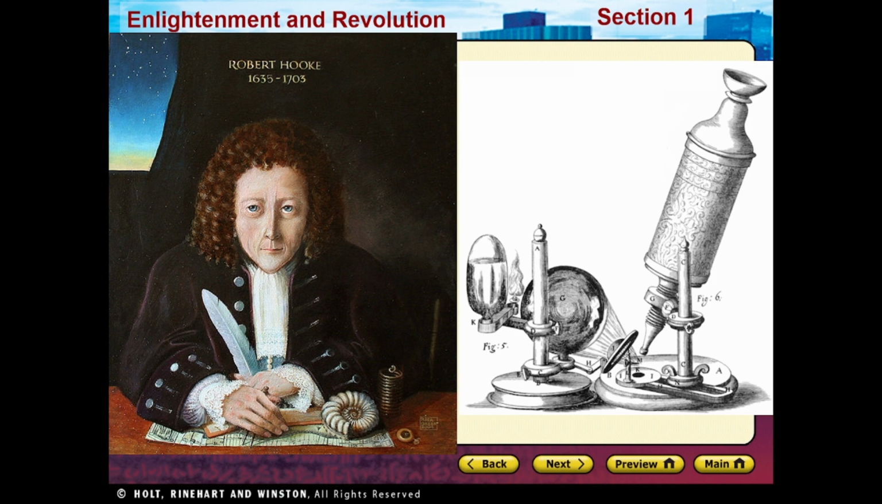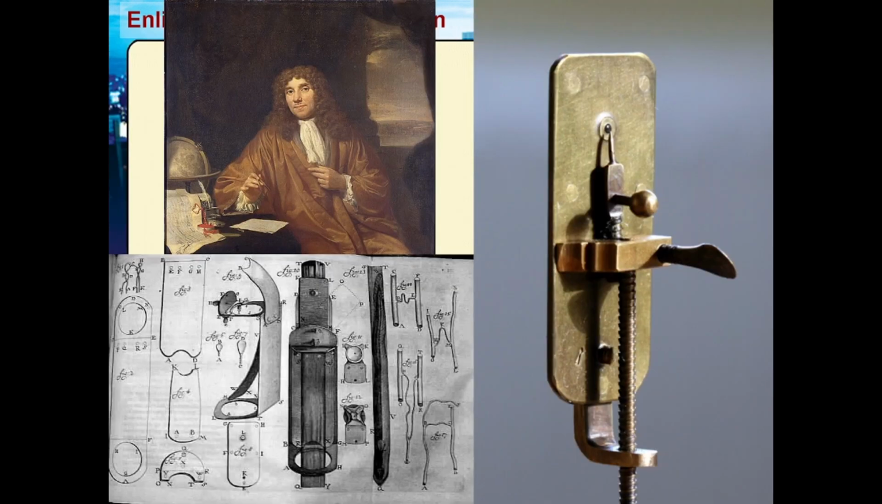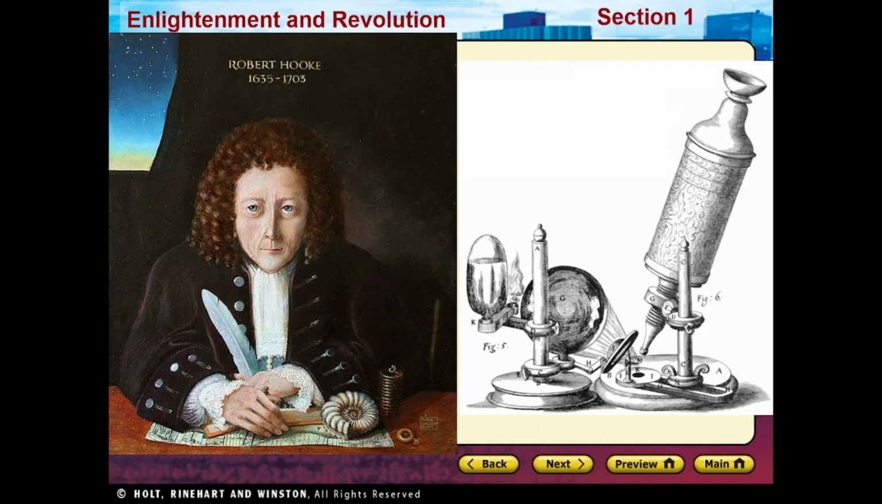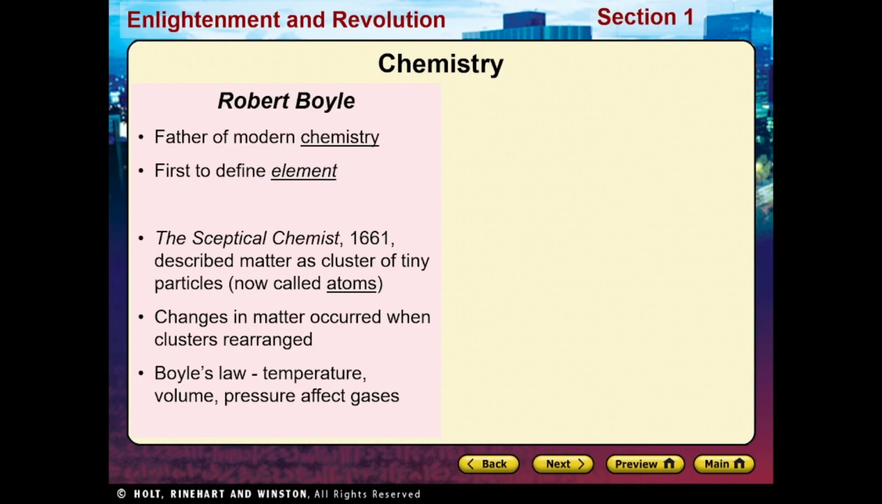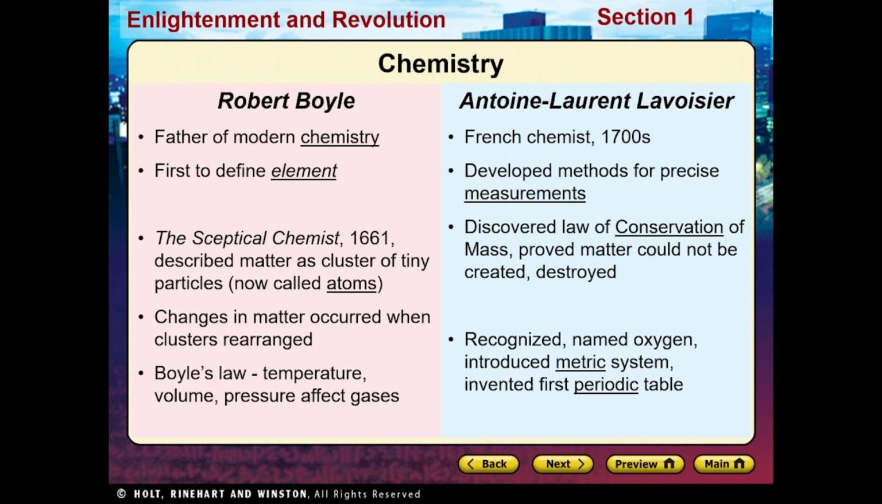So here in the picture, that is Robert Hooke, and this is Anthony. This is Robert. Okay? So chemistry na tayo. So these two persons is two of the scientists who is known in the Enlightenment and Revolution. So si Robert Boyle and Antoine Laurent Lavoisier.